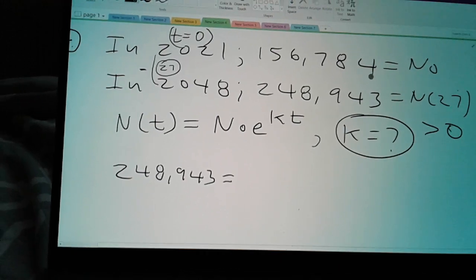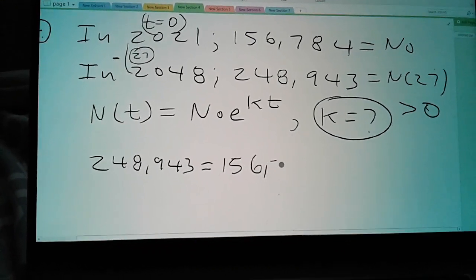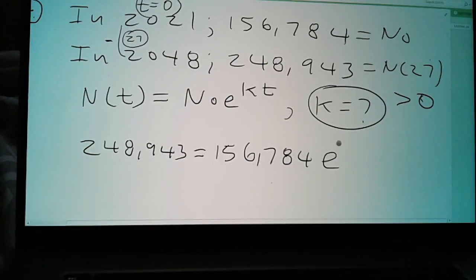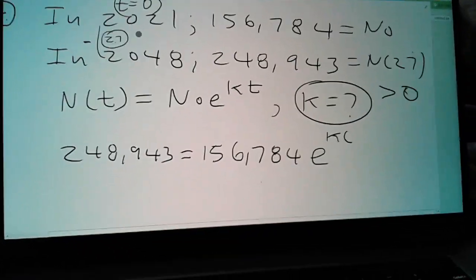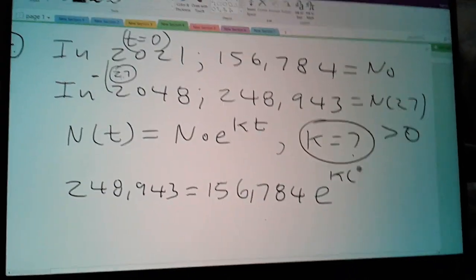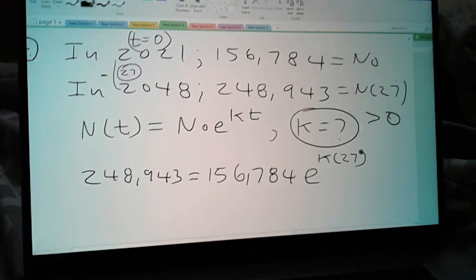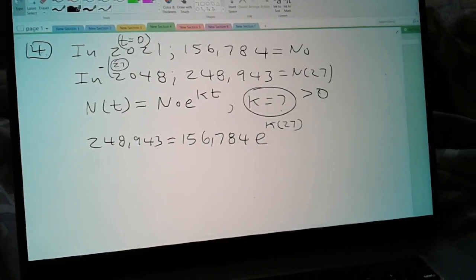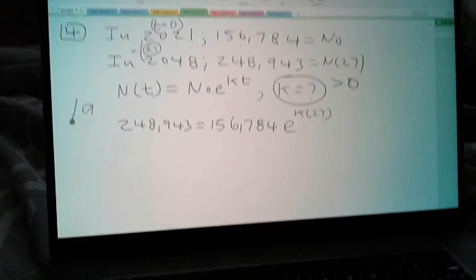Initially, 156,784. So that's 156,784 e to the k times 27. So after 27 years, you have 248,943 people. So this will enable me to figure out K, the growth factor. So we're doing part A right now.